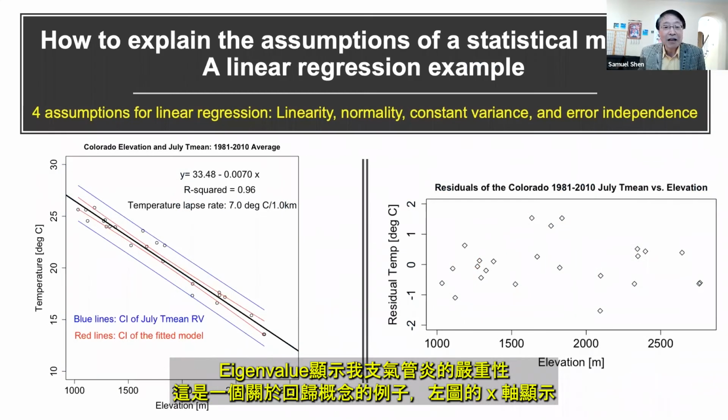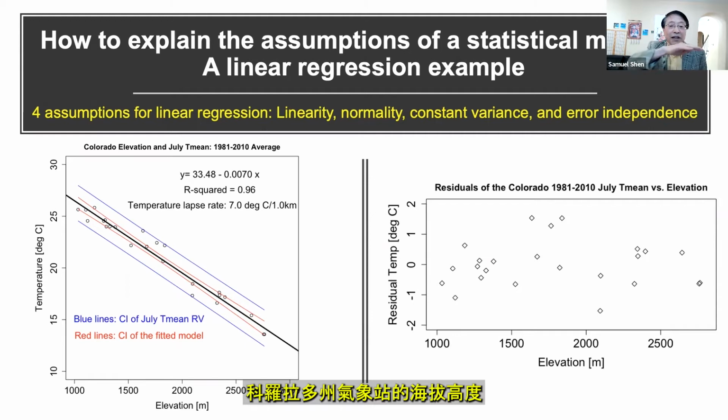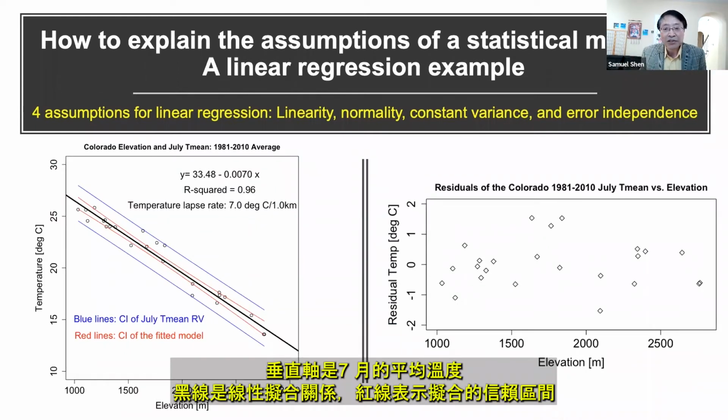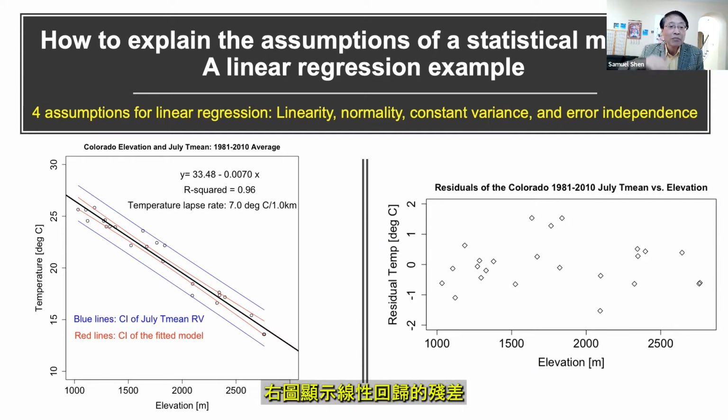This is an example about the concept of regression. The x-axis of the left figure shows the elevation of the weather stations in Colorado, and the vertical axis is the mean July temperature. The black line is the linear fit, and the red line shows the confidence interval of the fit. The blue lines show the confidence interval of the July temperature as a random variable. The right figure shows the residuals of the linear regression. This is useful for checking the assumptions for linear regression.